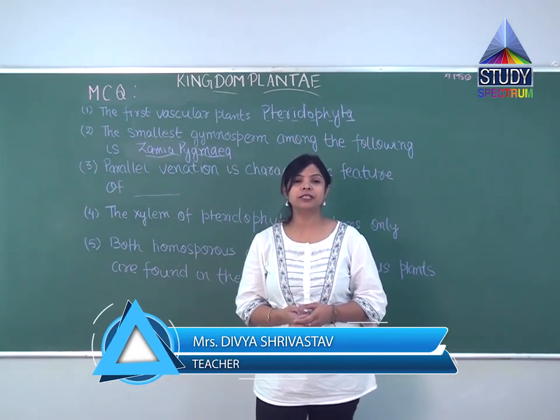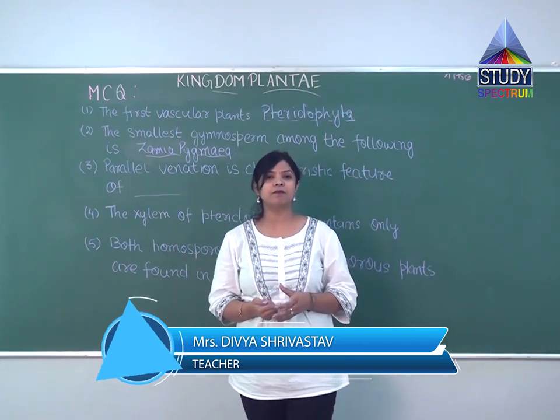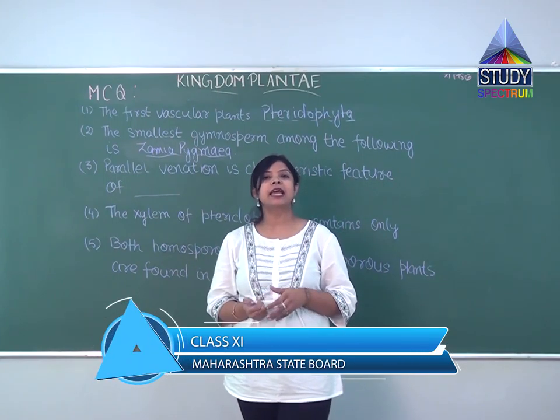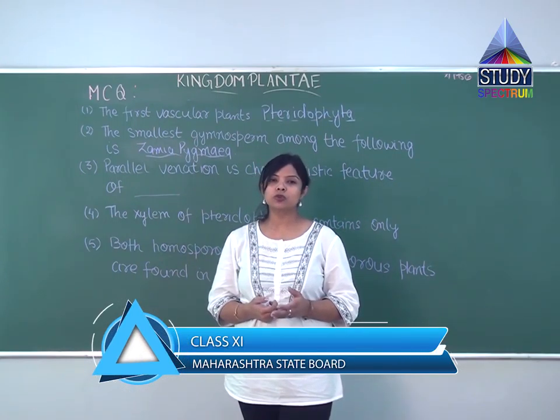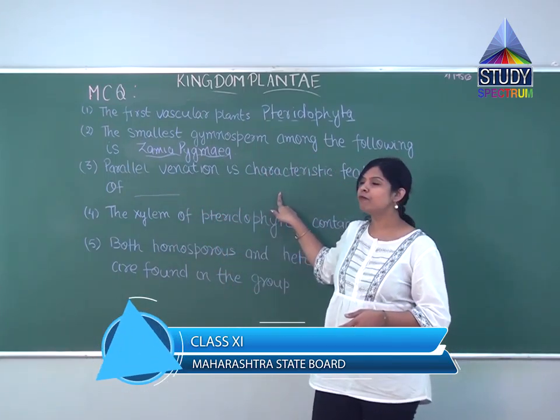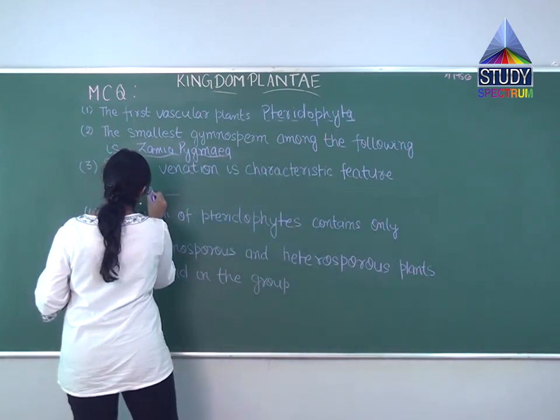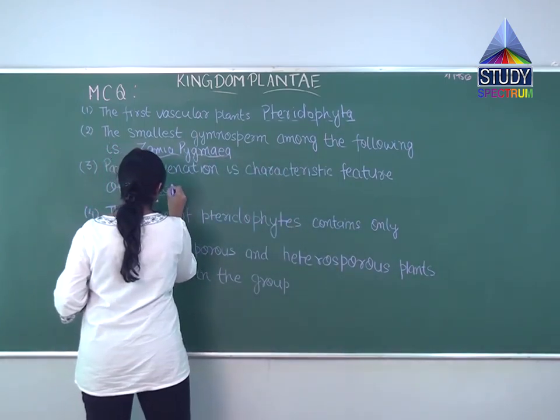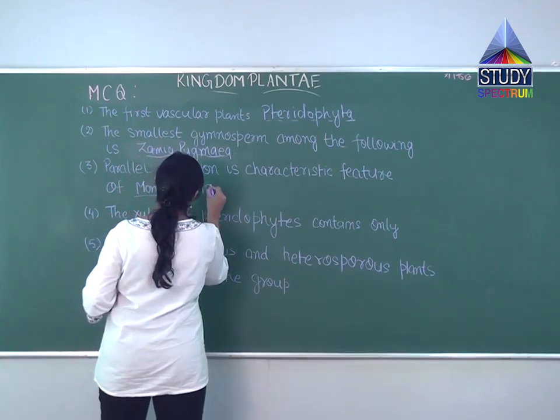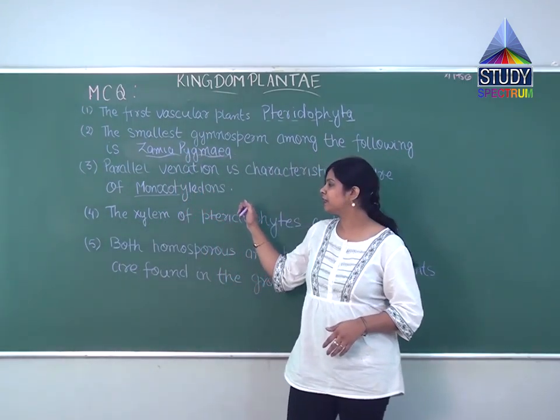Now the next question is, parallel venation is a characteristic feature of. So the options are monocotyledons, dicotyledons, pteridophytes and bryophytes. So students, parallel venation is actually the characteristic of monocotyledons. This is the first option, that is the right answer.